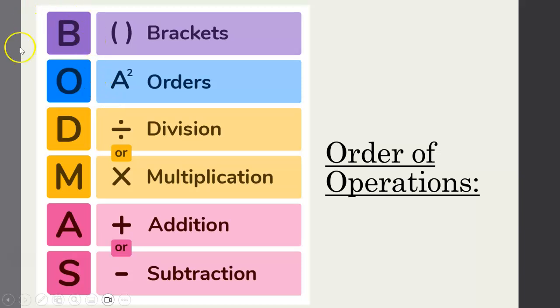So altogether, it's BOMDAS. The most important thing, brackets first. Once you've done your brackets, you can look at orders. Then you're looking at division and multiplication. They're the same priority, but you usually do them from left to right. Then you have addition and subtraction at the very end.